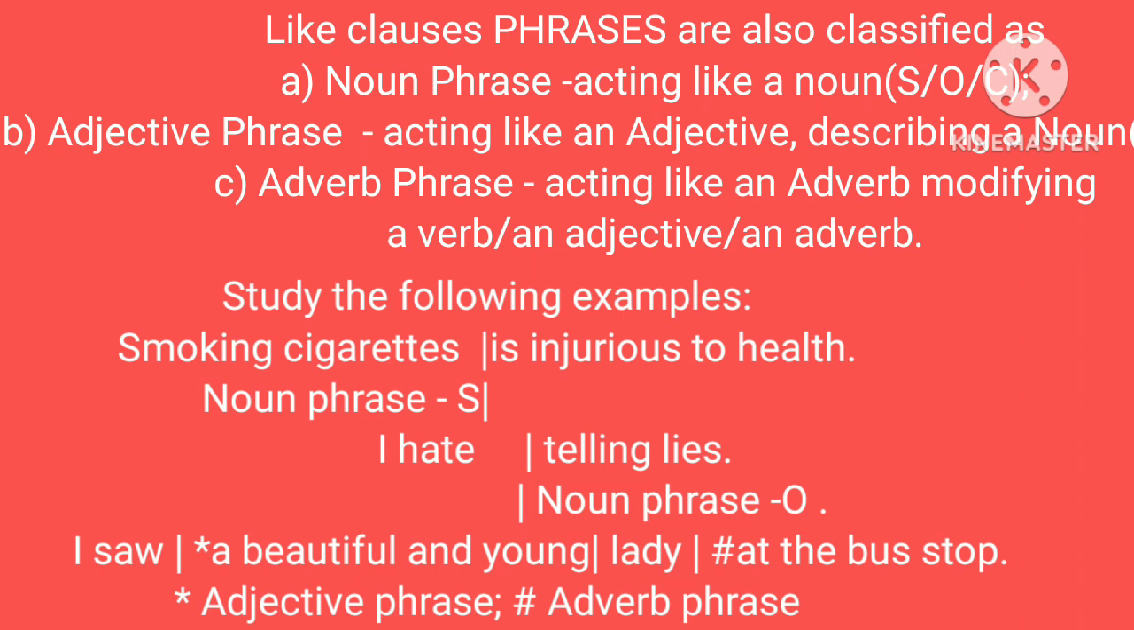Study the following examples. Smoking cigarettes is injurious to health. Subject form, so smoking cigarettes is a noun phrase. I hate telling lies. Object, telling lies, noun phrase. I saw a beautiful and young lady at the bus stop. Adjective phrase / adverb phrase.